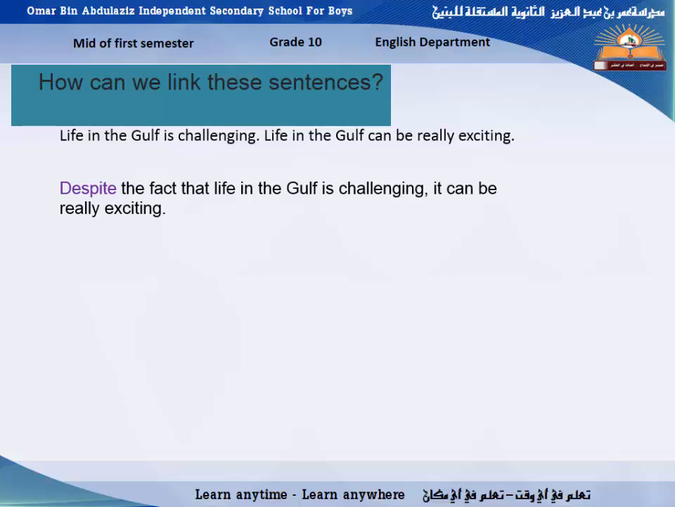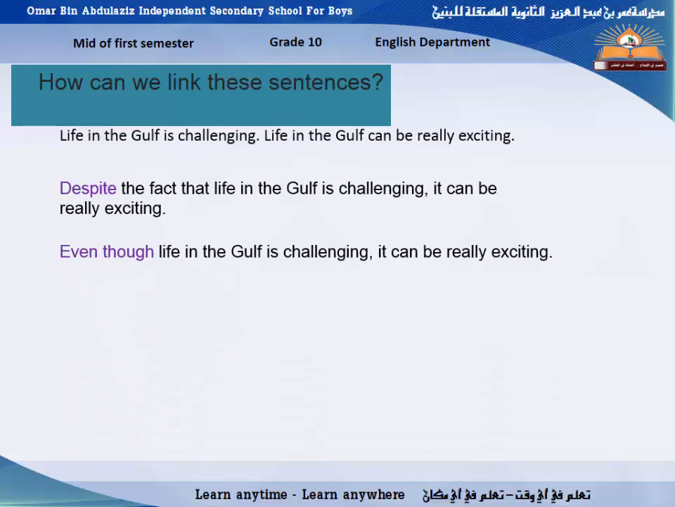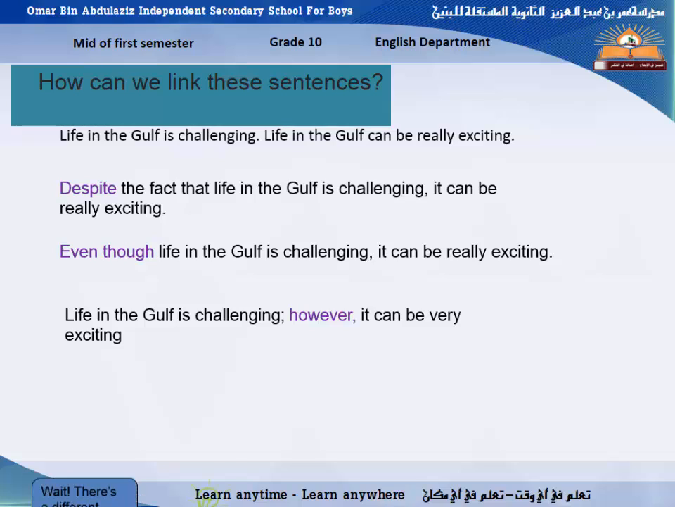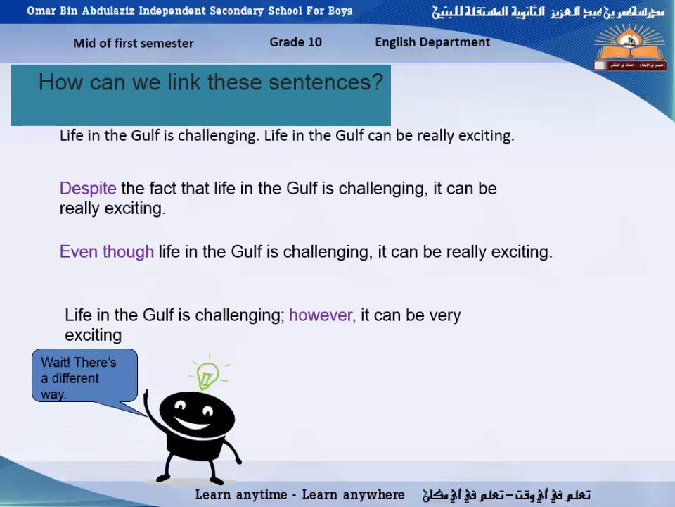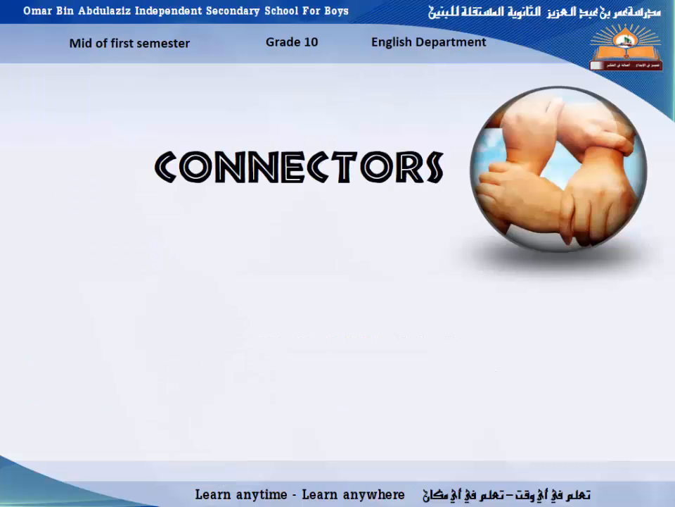Despite the fact that life in the Gulf is challenging, it can be really exciting. Or even though life in the Gulf is challenging, it can be really exciting. Or life in the Gulf is challenging, however, it can be very exciting. Wait, there is a different way. Life in the Gulf is challenging, therefore it can be very exciting.